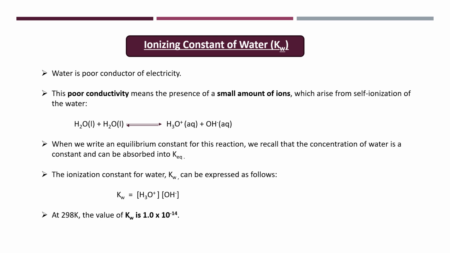Ionization constant of water, Kw. Water is a poor conductor of electricity. This poor conductivity means the presence of a small amount of ions, which arise from self-ionization of the water. When we write an equilibrium constant for this reaction, we recall that the concentration of water is a constant and can be absorbed into K equilibrium. The ionization constant for water, Kw, can be expressed as follows. Kw is equal to the concentration of hydronium ion multiplied by the concentration of hydroxide ion. At 298 K, the value of Kw is 1 × 10^−14.